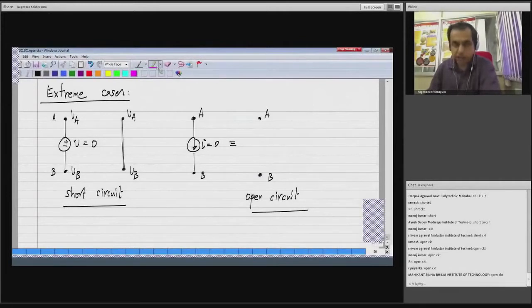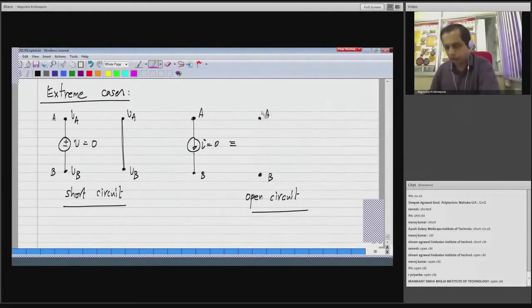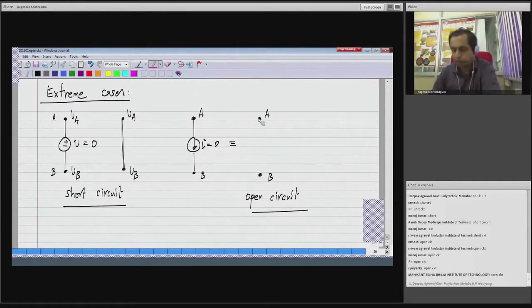An open circuit by definition doesn't allow any current between them. So if you have an open circuit between two nodes, that means no current can flow from A to B. And this I equal to 0 means exactly that.